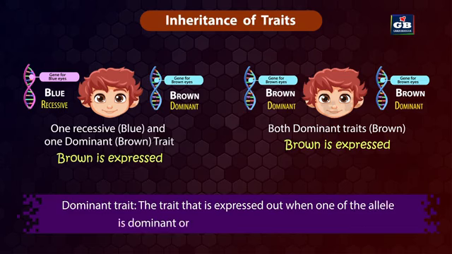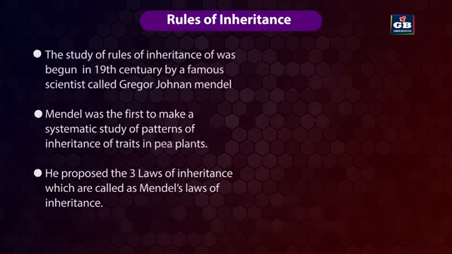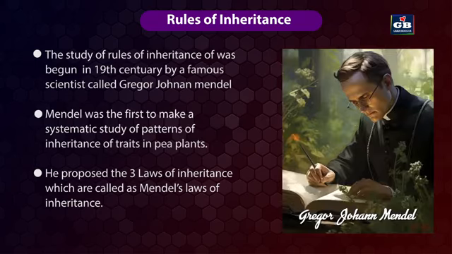Dominant trait. The trait that is expressed when one of the alleles is dominant or both the alleles are dominant. Recessive trait. The trait that is expressed when both the alleles are recessive. This is the basic idea of inheritance of traits. The study of rules of inheritance was begun in the 19th century by a famous scientist called Gregor John Mendel. Mendel was the first to make a systematic study of patterns of inheritance of traits in pea plants. He proposed 3 laws of inheritance which are called Mendel's laws of inheritance.